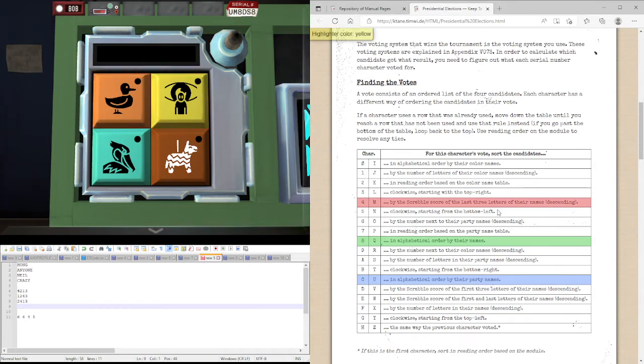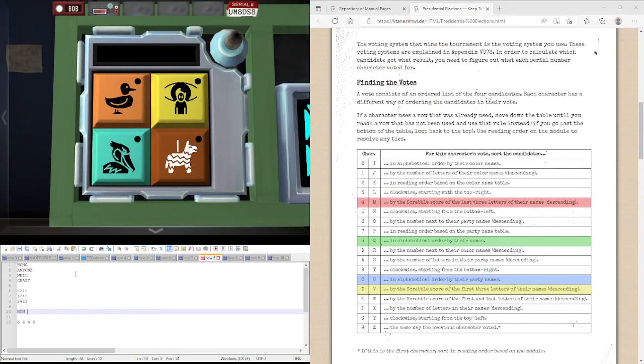Next up we have D, by Scrabble score of the first 3 letters of their names. Okay. So this time we're going to have HON, ANY, NEI, and CRA.